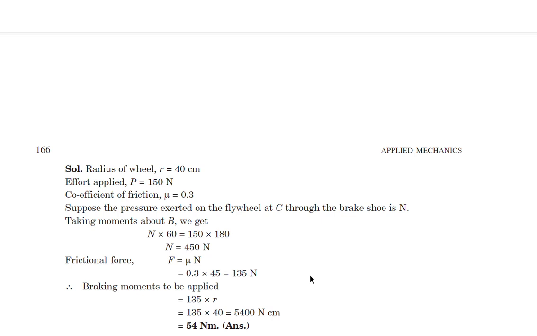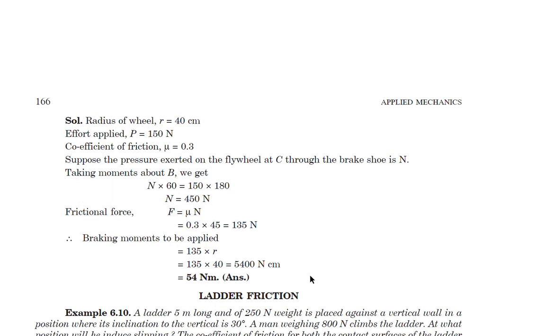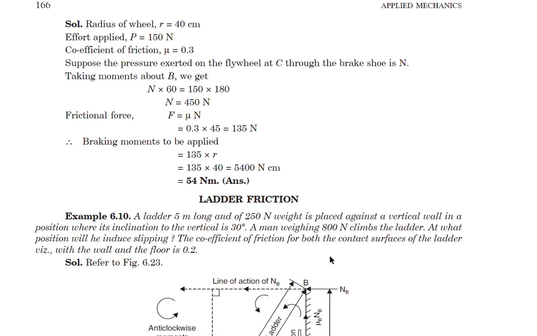The braking moment to be applied is 135 into R. So 135 is the friction force, and R is the radius of the wheel. So this is the total braking moment required, 135 into R, which is 5400 Newton centimeter.